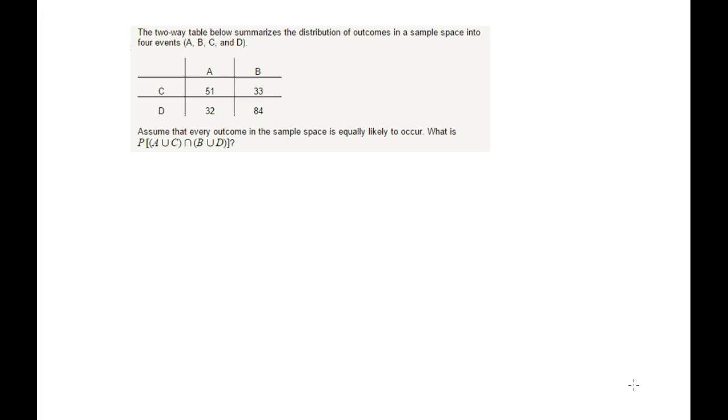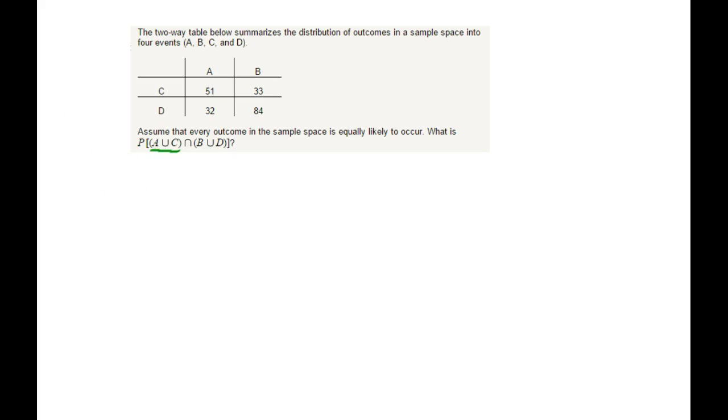Alright, so let's go ahead and take a look at problem 4. Here we have a two-way table summarizing the distribution for A, B, C, and D events. We would like to find the probability of all these unions and intersections. So it's best to think about each individual parentheses. So we have A union C and B union D. Let's think about each of these individually first.